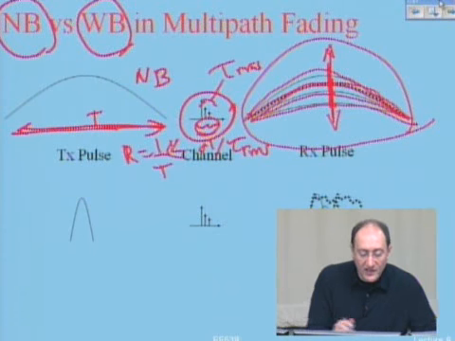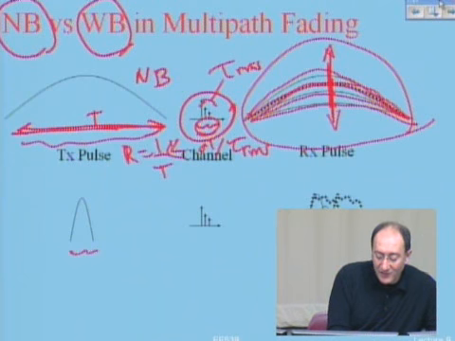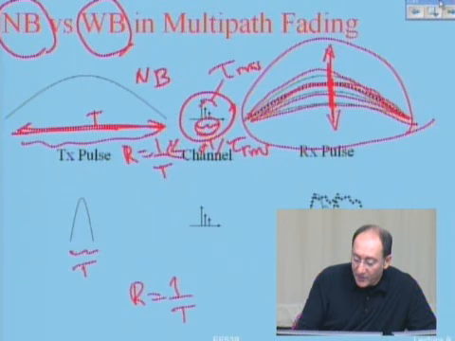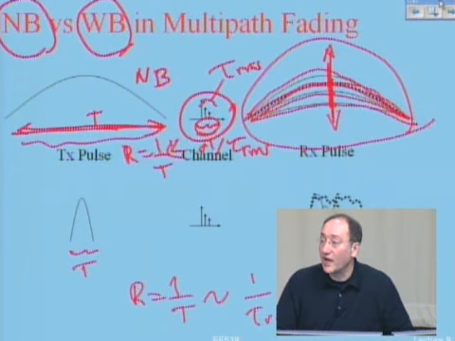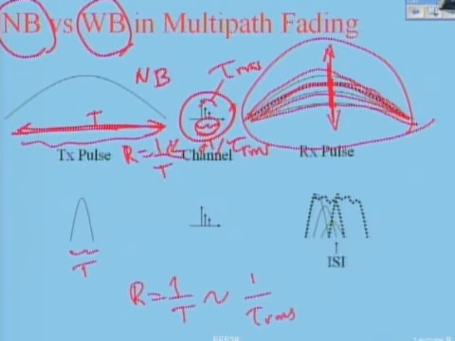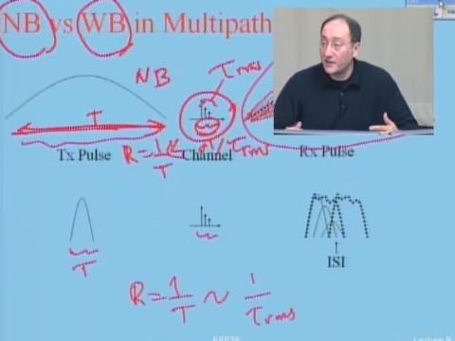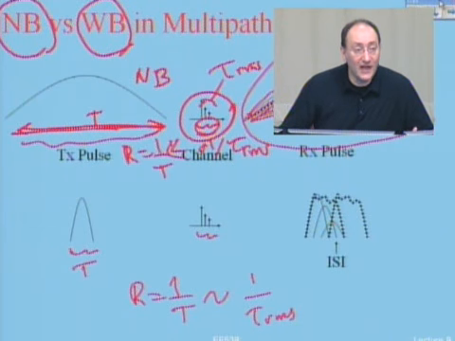If you increase your data rate, what will happen? This T that I had becomes narrower. And then my R, which is 1 over T, becomes comparable to 1 over tau RMS, for example. So as I increase my data rate, the width of my pulse becomes comparable with the spread of the multipath. Okay? Then what will happen?